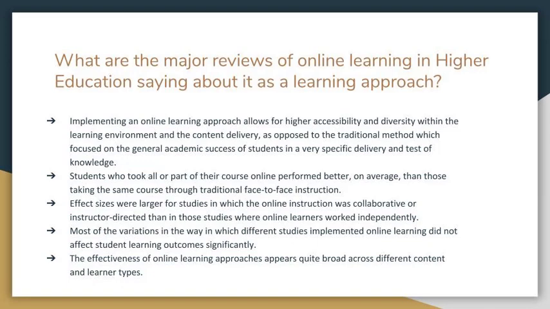Effect sizes were larger for studies in which the online instruction was collaborative or instructor-directed than in those studies where online learners worked independently. Most of the variations in the way in which different studies implemented online learning did not affect student learning outcomes significantly. The effectiveness of online learning approaches appears quite broad across different content and learner types.